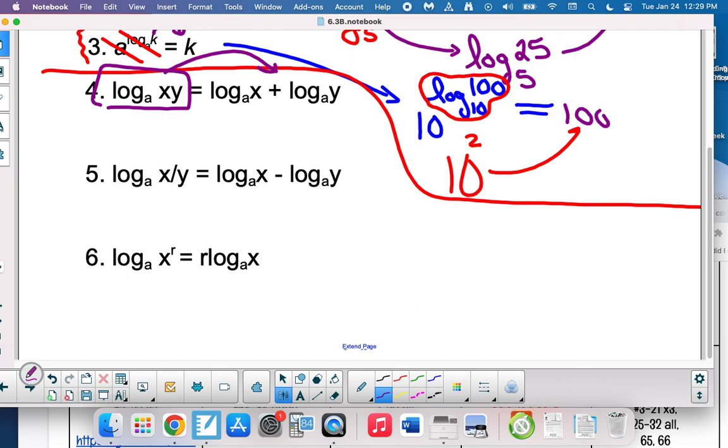Let's just do one. What is the log of 10 times 100? It's equal to log of 10 plus log of 100. Because I did not put a base, what base am I in? 10. All right, everybody, let's prove it works. What is 10 times 100?